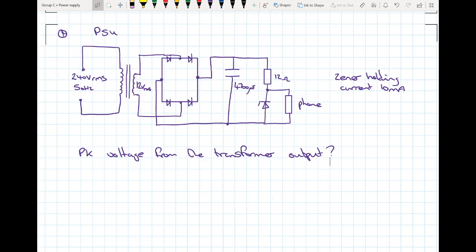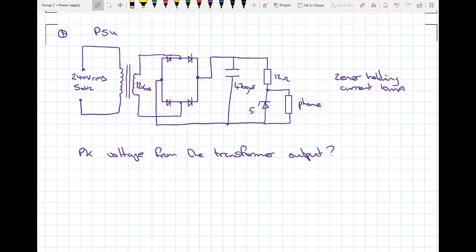Okay, so we could put it all together with a power supply. So we've got 240 volts RMS, 50 Hertz. We've got a transformer there, giving us 12 volts RMS going to a full wave rectifier. We've got a smoothing circuit here, and then we've got a voltage regulator with our phone being.